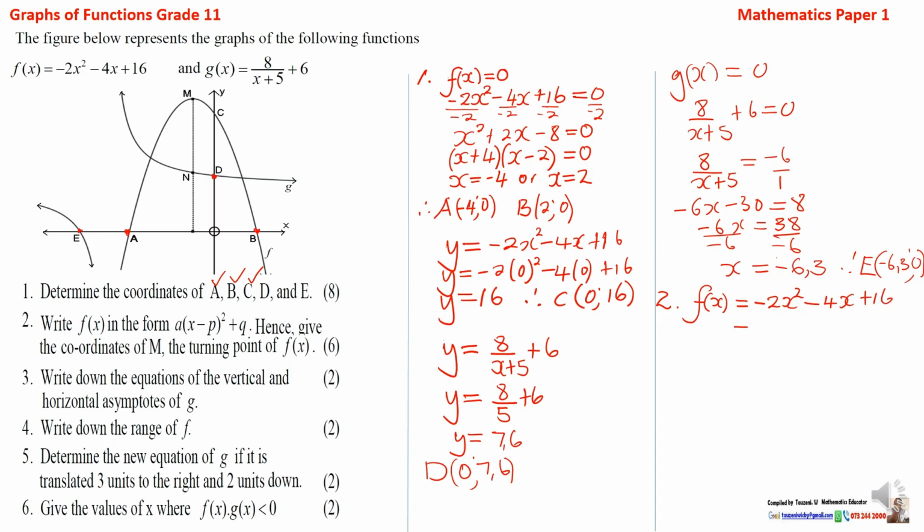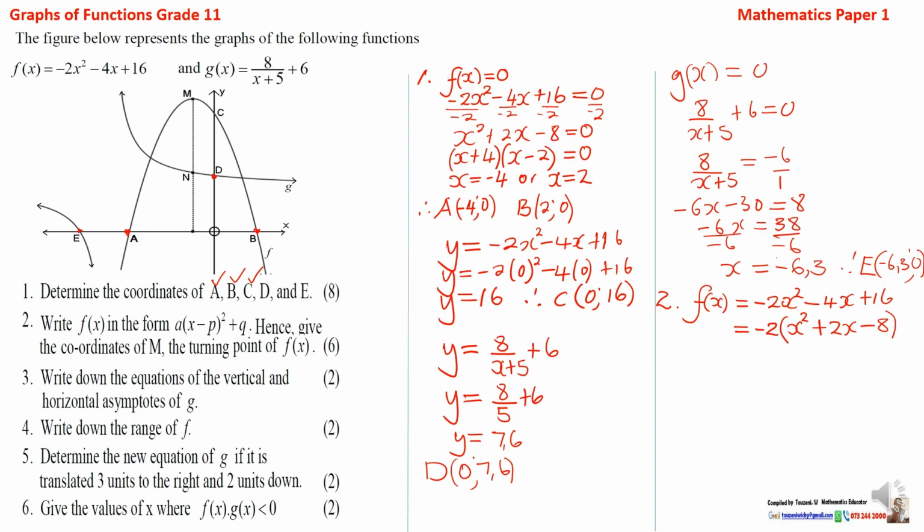One of the methods we can use goes as follows. The coefficient of x squared must be 1 all the time. In this case, the coefficient of x squared is negative 2. So you use factorization to remove that negative 2. We're going to factor out the entire equation. Take out minus 2 from the equation as a common factor. In brackets, we're going to remain with x squared plus 2x minus 8.